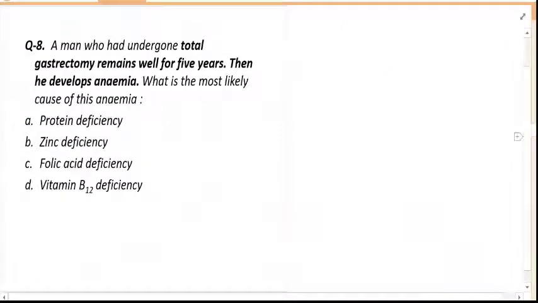Coming to the next question: a man who had undergone total gastrectomy remains well for 5 years, then he develops anemia. What is the most likely cause of his anemia? See, there are metabolic complications associated with gastrectomy.